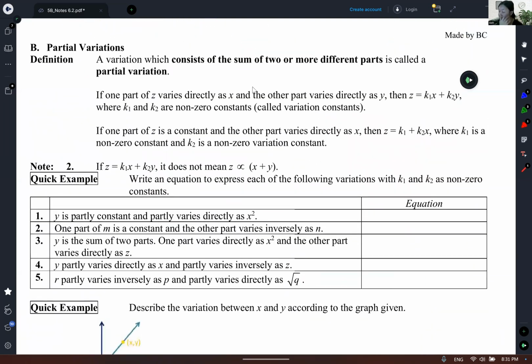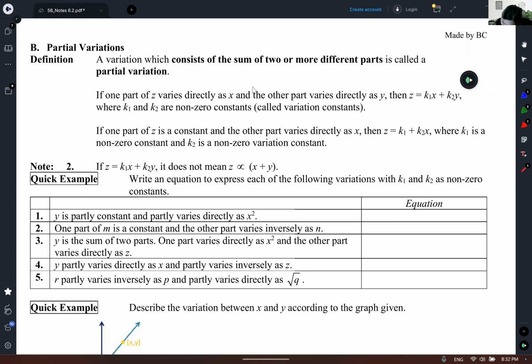Now, sometimes when we talk about the relation amongst 3 or more variables, it's not a joint variation, and it's called a partial variation. The definition of partial variation is that the variation consists of a sum of 2 or more different parts, and that is called a partial variation. Now, I'll just give you an example.